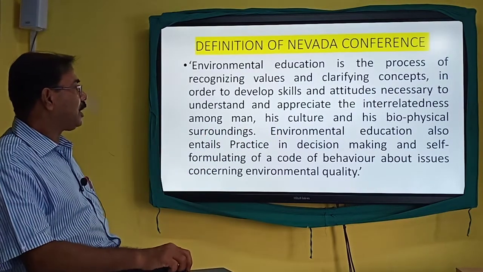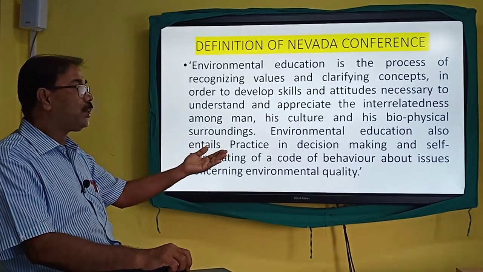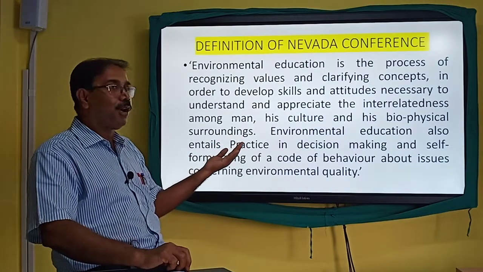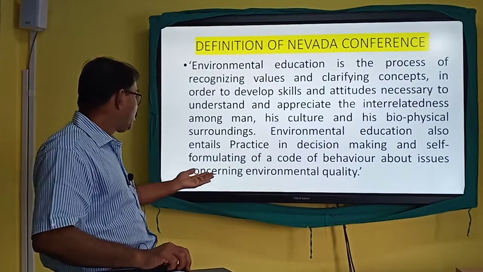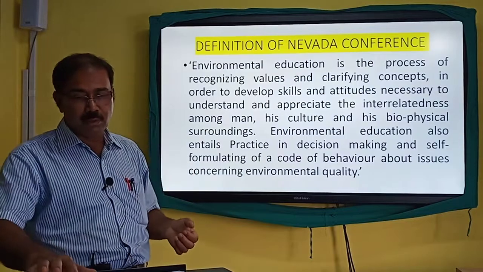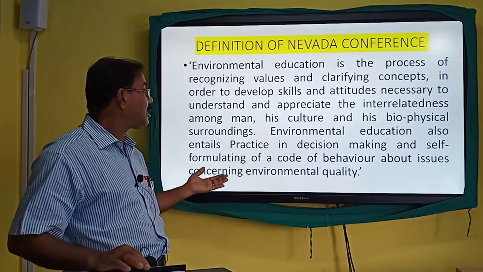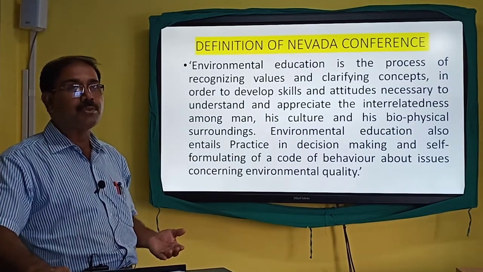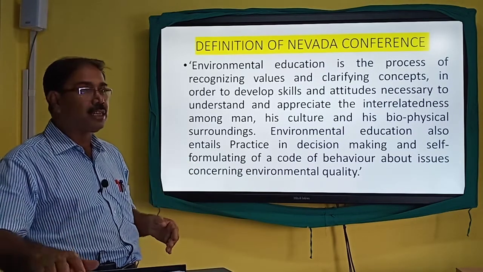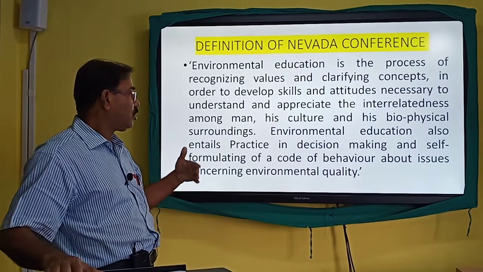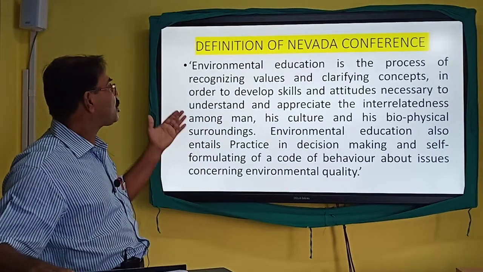Environmental education, friends, also entails practice in decision making. You are to make a decision whether you are to pollute the surroundings or protect them, and self-formulation of a code of behavior about issues concerning environmental quality. If the quality of the environment declines, then the quality of your life will decline. If the quality is lost, then the possibility of survival will be endangered, or the possibility of extinction of human civilization will appear. So friends, these are very important things which are to be studied at the time of knowing about the definition of environmental science.